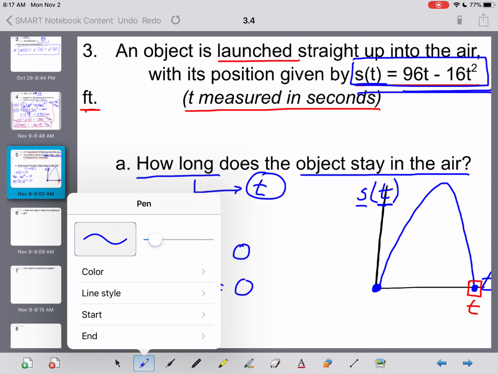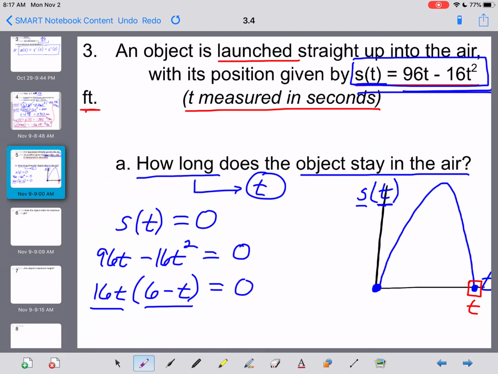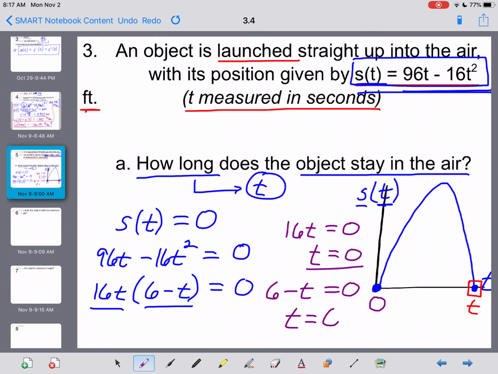Now I know this one seems silly, but let me run with it anyway because it does prove an important point. The first factor is 16t, and when we set that equal to 0 and solve, we end up with t equals 0. And I want you to think of the significance of that. We're saying that when your time is 0, your height is 0 as well. That's what happens at this point right over here. So that's a viable solution, but it doesn't really answer the question of how long it stays in the air. So now we set the second factor, 6 minus t, equal to 0, and we solve that just by bringing the t to the other side, and we get t equals 6.